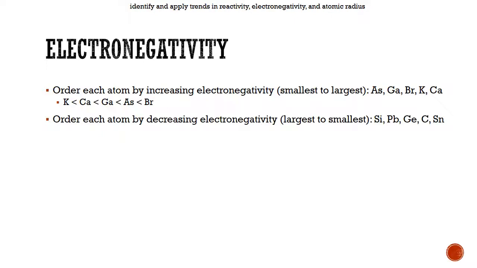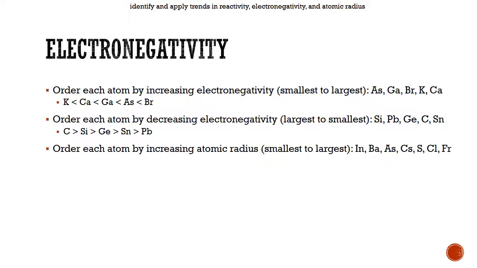Now I want to order each atom by decreasing electronegativity, so largest to smallest. And all of these elements are in the same group, so going up and down the table. If I want to go from largest to smallest, I'll start at the top and work my way down. So that would be carbon, followed by silicon, followed by germanium, and then tin, and finally lead.